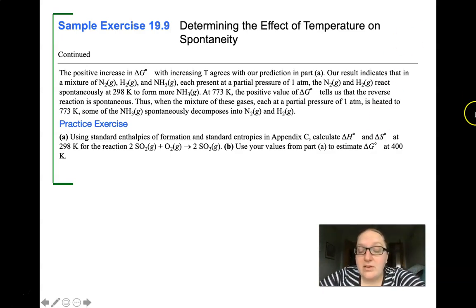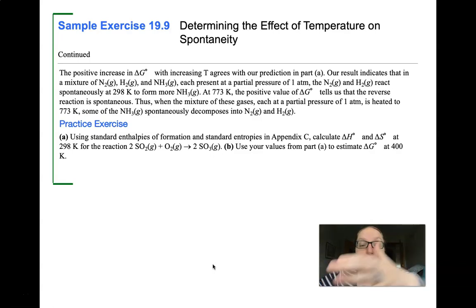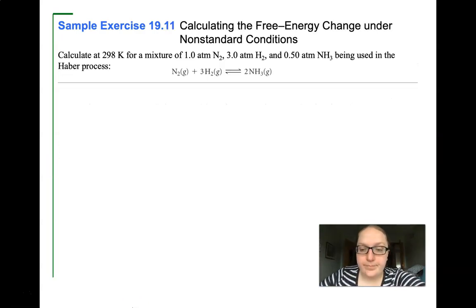And then once you have the values for delta H and delta S, you're just going to use delta G naught equals delta H minus T delta S for both A and B to calculate at two different temperatures. Please don't forget to use Kelvin for your temperature. I think you're actually given your values in Kelvin here. So yeah, when you are done, you can go ahead and you can move on.